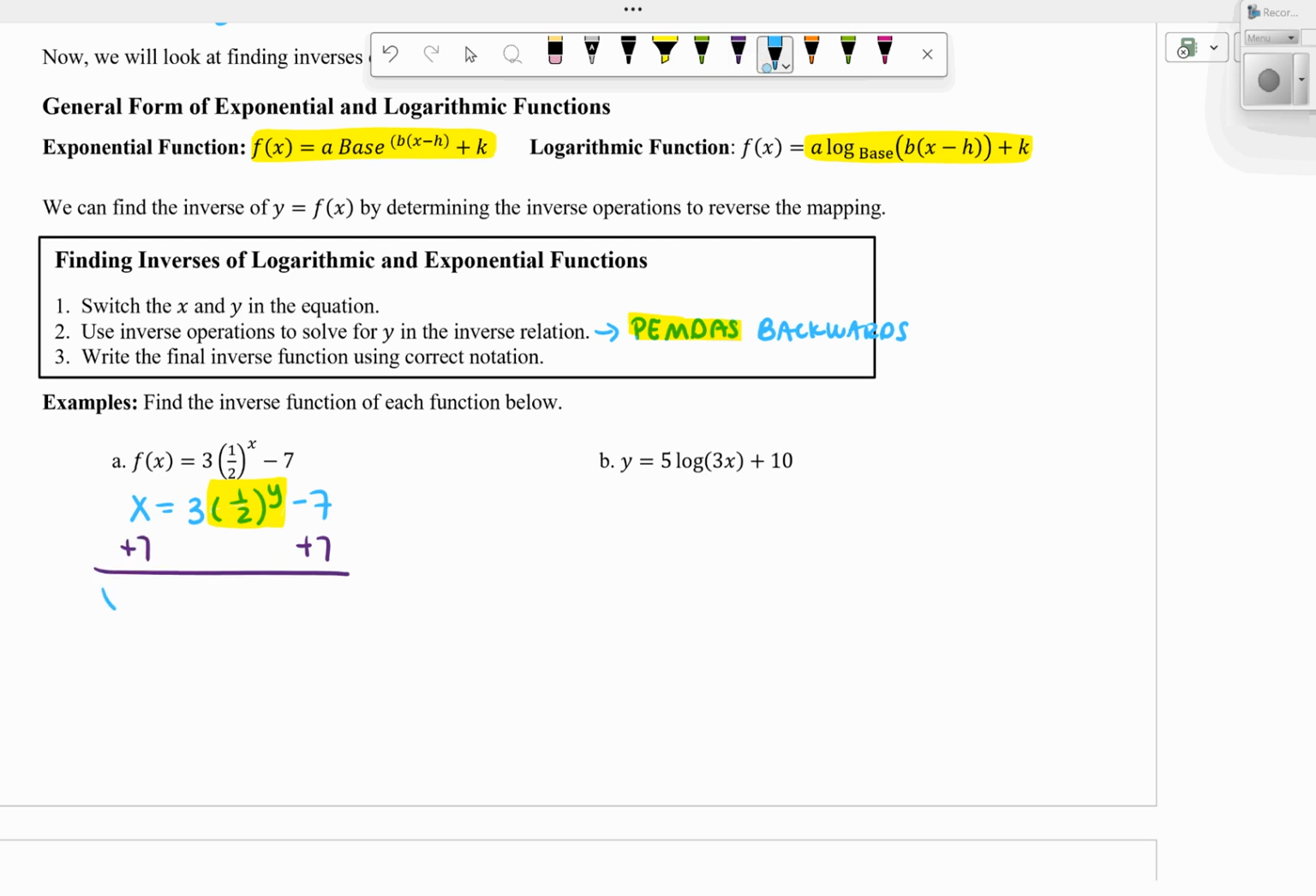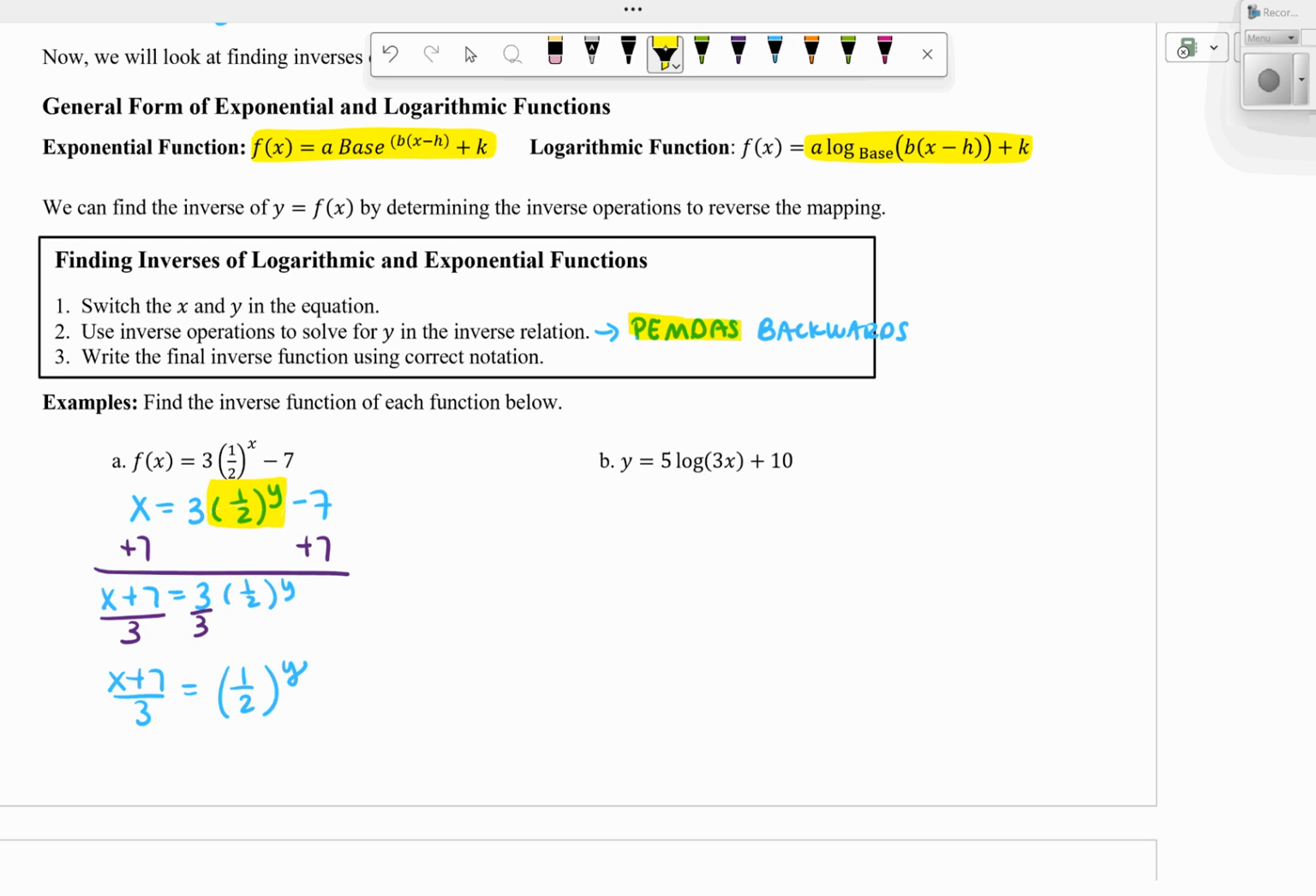And we get x plus 7 equals 3 times 1/2 to the power of y. And then the next step is going to be to, again, isolate the exponential expression. So then I'm going to divide by 3. So now we have (x plus 7) over 3 equals 1/2 to the power of y.